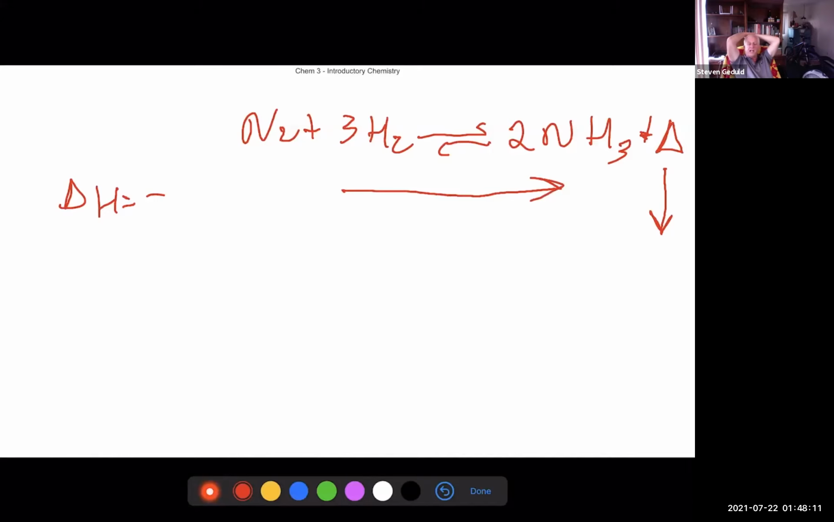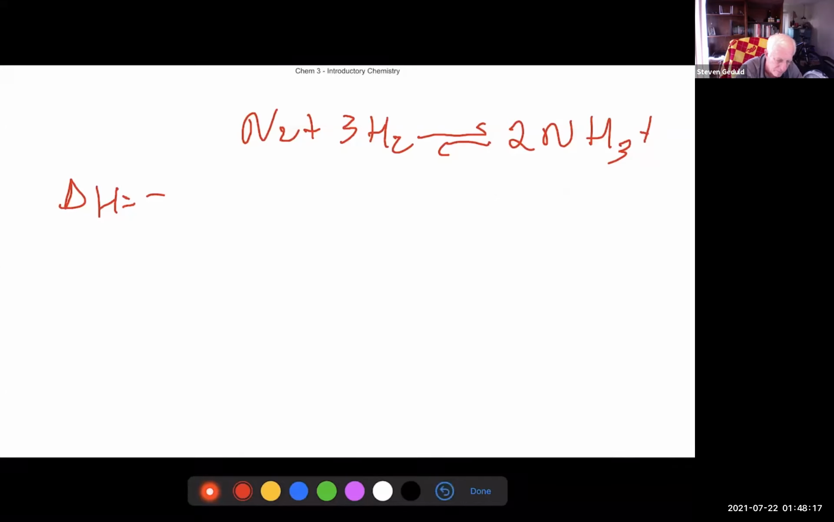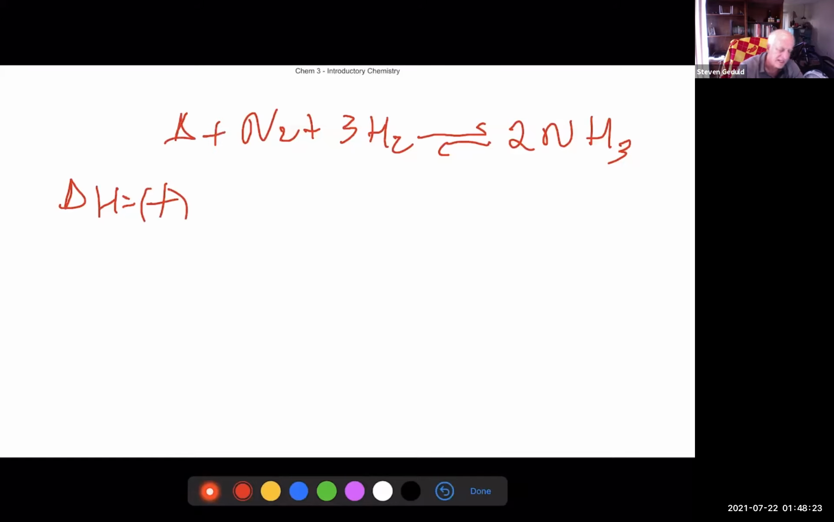Okay? If the reaction was endothermic, it'd be the exact opposite. If delta H was positive, heat would be on the left side. It takes heat for the reaction to occur. So in this case, if I increase the heat, I push the reaction this way to decrease the heat. And I make more NH3, less N2 and less H2.